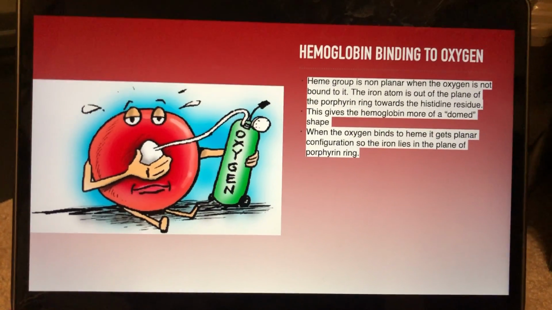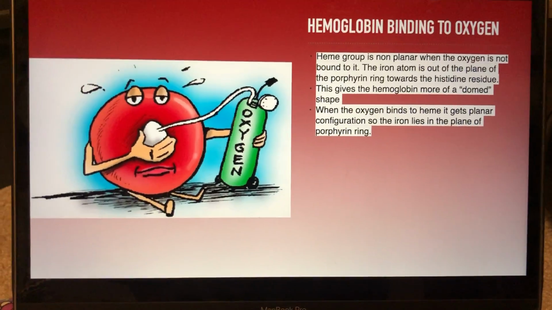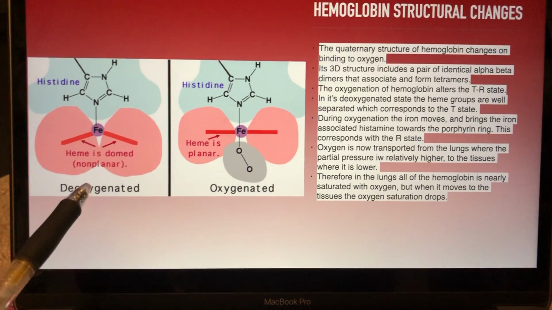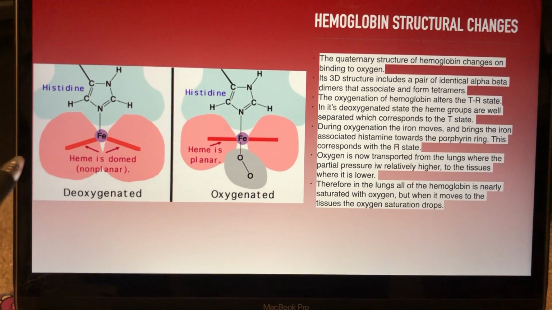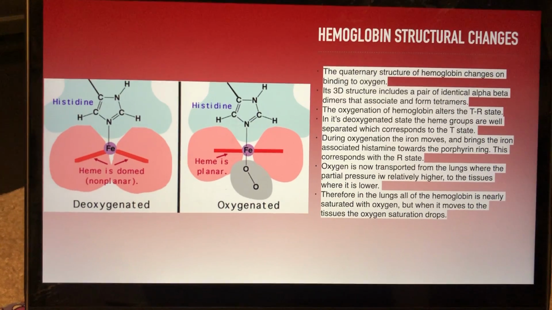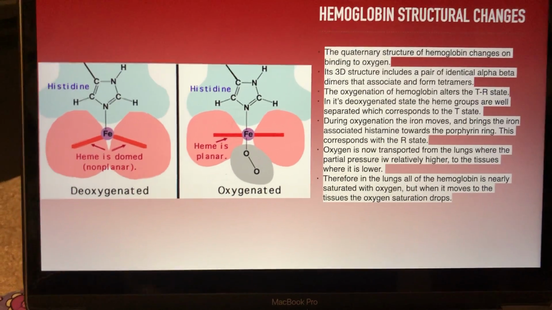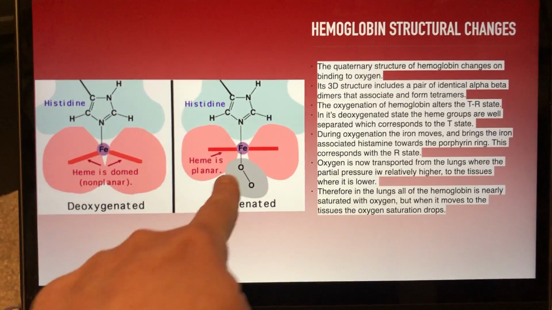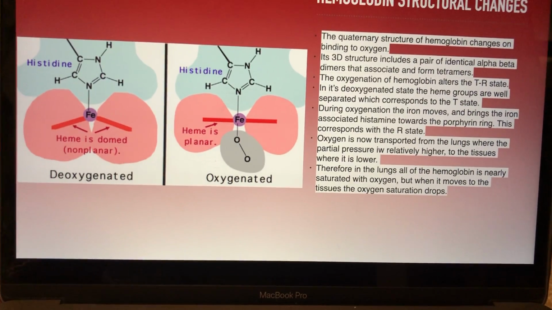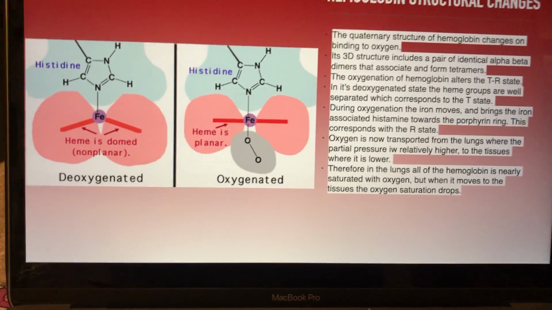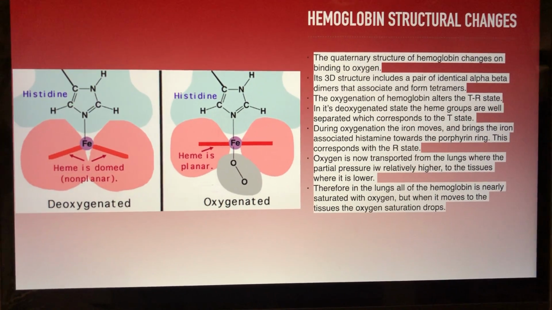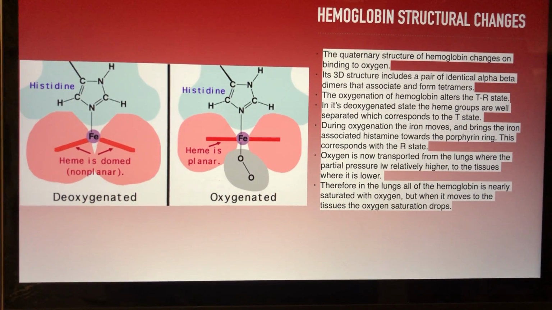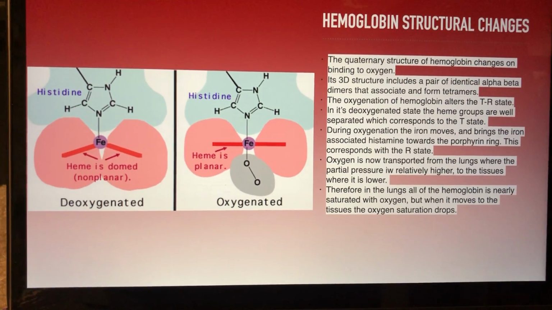And I added some nice little cartoons I found on the internet. On this page, I liked this picture because I can actually see what we were talking about in the previous slide, the heme having a domed shape appearance, non-planar before the oxygen binds to it, and then here it becomes a little bit more planar. Some of the structural changes that come with oxygen binding to the hemoglobin: the quaternary structure changes after the oxygen binds.